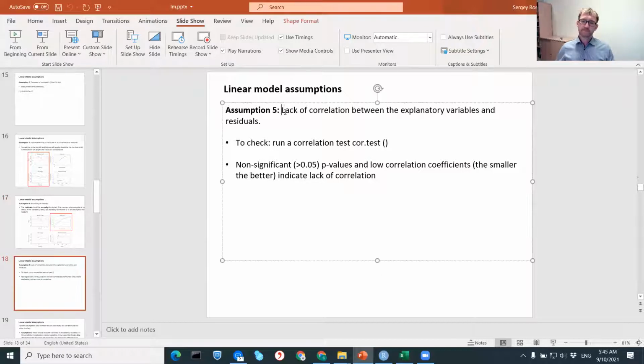Of course, again, it's very important to think about what predictors you use to explain the variability in your data. And the next important assumption here is that the explanatory variables, the predictors you use, and residuals should not be correlated with each other. There is a simple cor.test function here. You could do it, and if you get non-significant p-values and low correlation coefficients, it means that they are independent from each other.